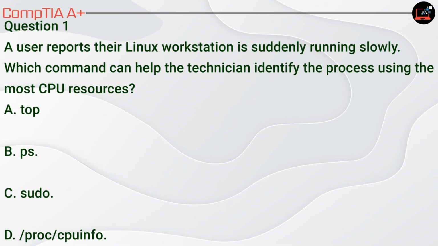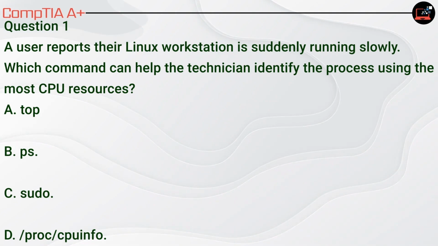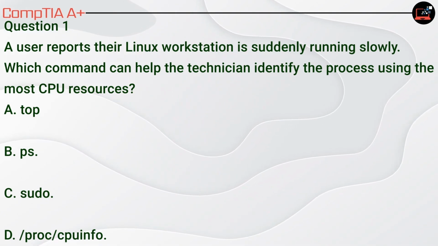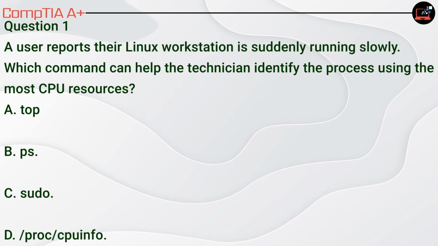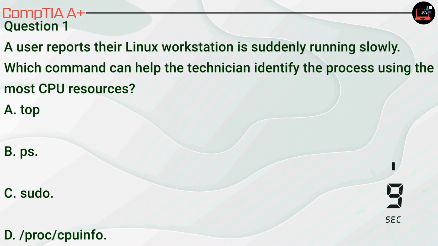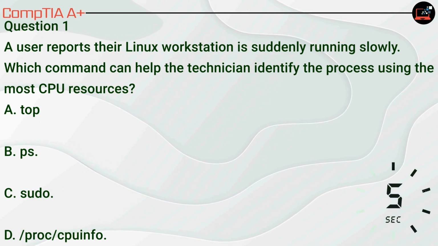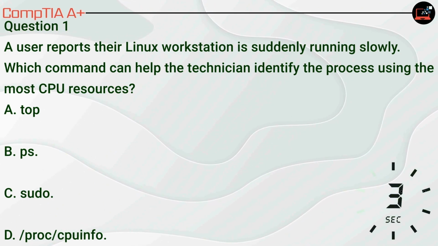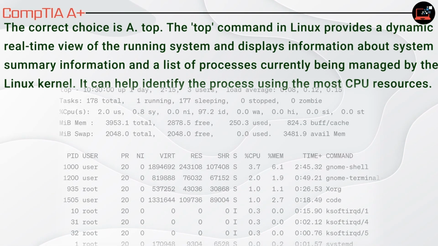Question 1. A user reports their Linux workstation is suddenly running slowly. Which command can help the technician identify the process using the most CPU resources? A. top. B. ps. C. sudo. D. /proc/cpuinfo. The correct choice is A, top.